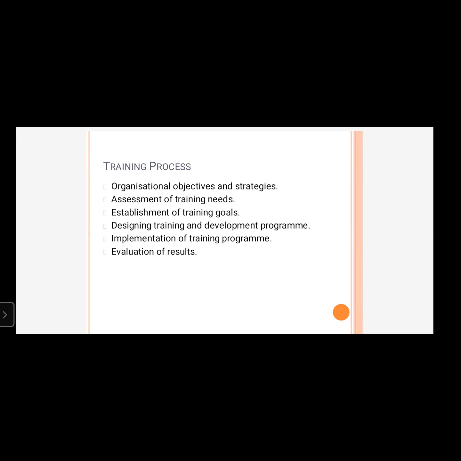What are we expecting from the training program that should be finalized? What should be the goal? What should be the target of the training program? That after undergoing this training program, the efficiency of the trainees will improve. So that can be the target, that can be the goal which is set by the organization.